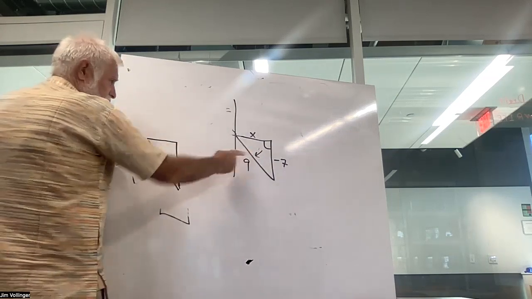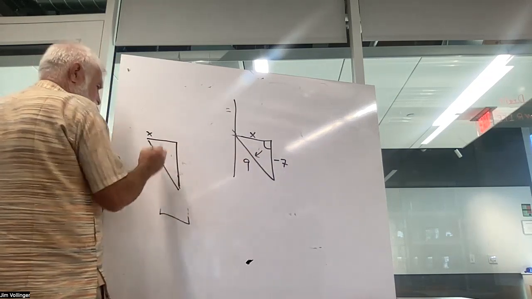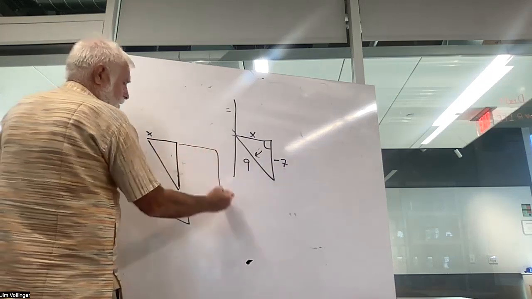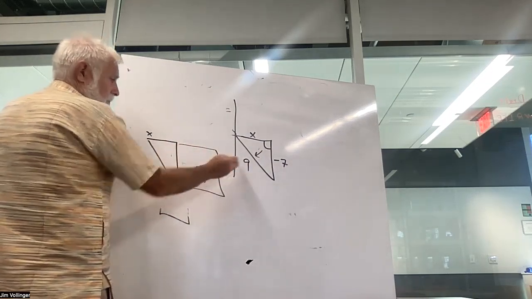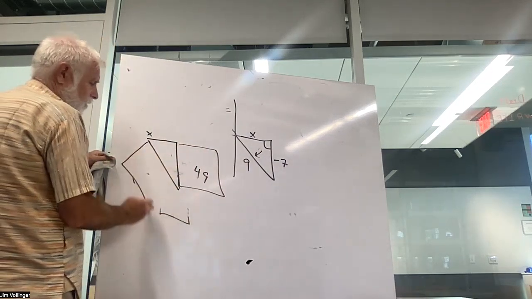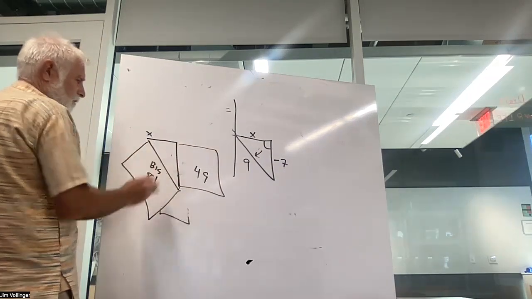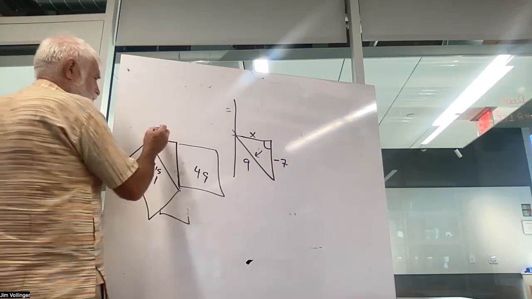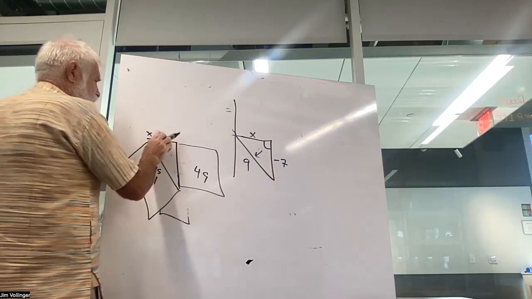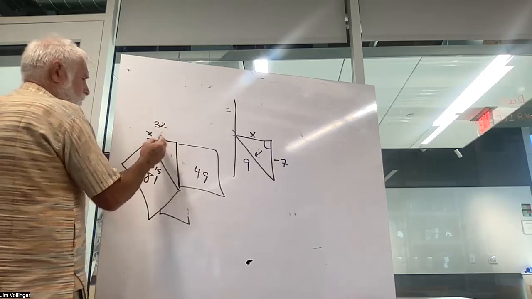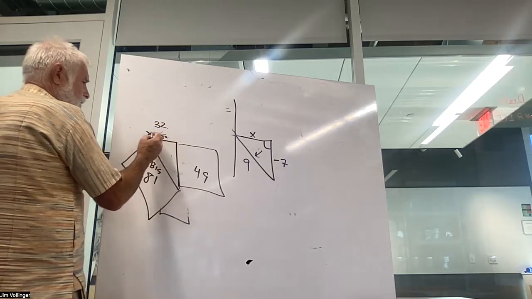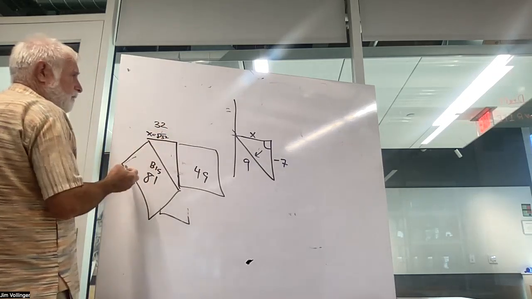Okay, that's replicating that. We're trying to find this. We know this area, 49. We know that area, 81. This is the big one. So 81 minus 49 is 32. So 32 is the area. So the square root of 32 is that x value. We'll accept that for now.